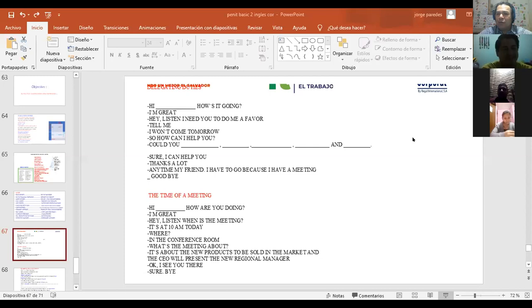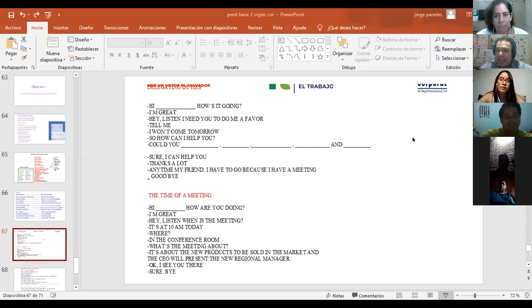All right, guys. This is what we're practicing into the rooms. Two conversations. One is about delegating duties. The other one was about asking for the time of a meeting. So basically, these are very short conversations that you may have in your company. Son conversaciones así cortitas que podrían tener en su compañía. Así podrían ir y platicar con ellos, ¿ok? Úsenlas, practíquenlas, ¿ok?